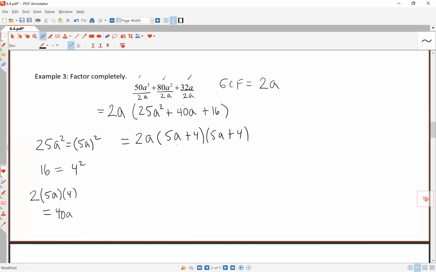Just want to make one other check, and that's 5a times 4 is 20a, 4 times 5 is 20a, and 20a plus 20a is 40a. So we write this up as 2a times 5a plus 4 squared.